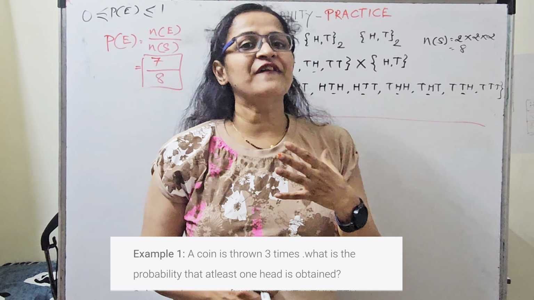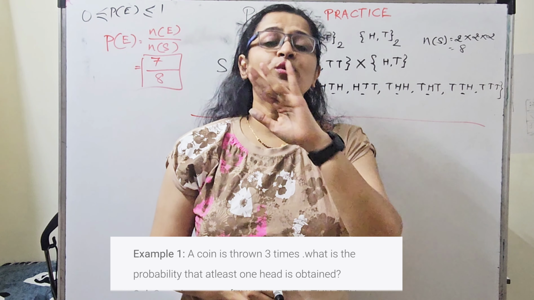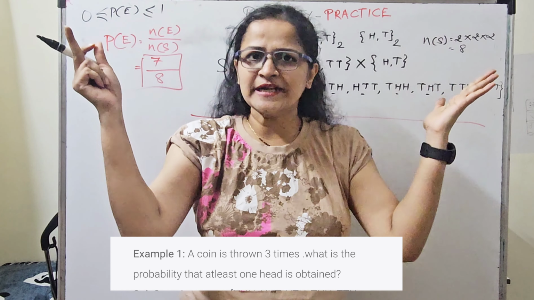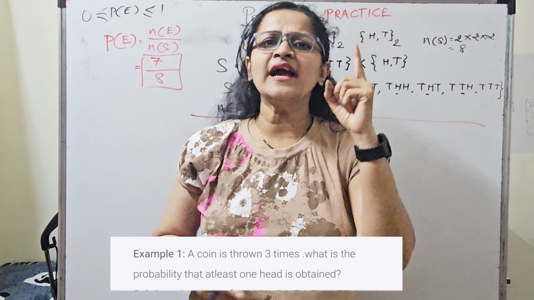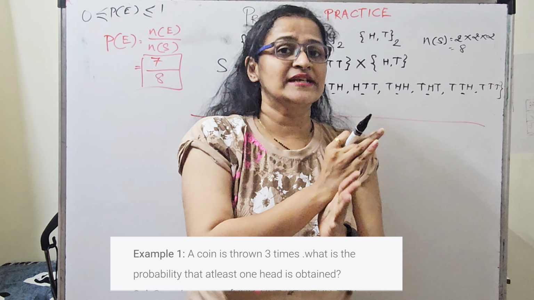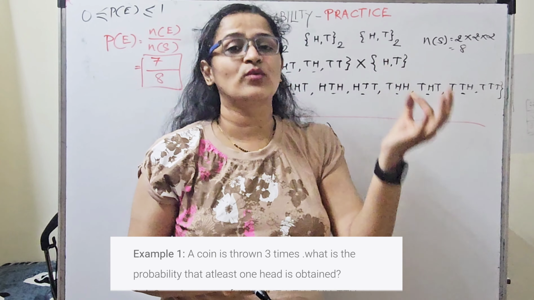But what if I find the probability of no head? Suppose I consider the event as no head should appear. No head should appear means what? All should be tails, TTT. That's the only outcome. Correct? And if I subtract that from 1, that will give me the actual result, that is, at least one head.